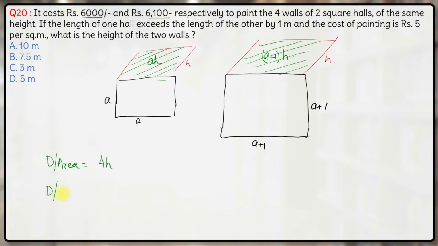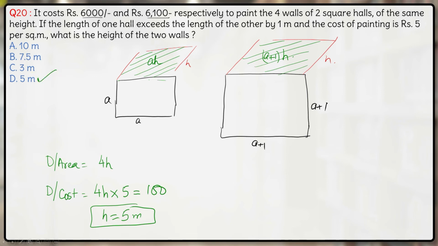That means the difference in the cost of painting will be the difference in area into the cost of painting per square meter, which is 5. This should be the difference in cost for painting the four walls, which we know is 100 rupees here. So from here, H comes out to be 20 by 4, which is 5 meters. So the height of these square halls is 5 meters, which is option D.